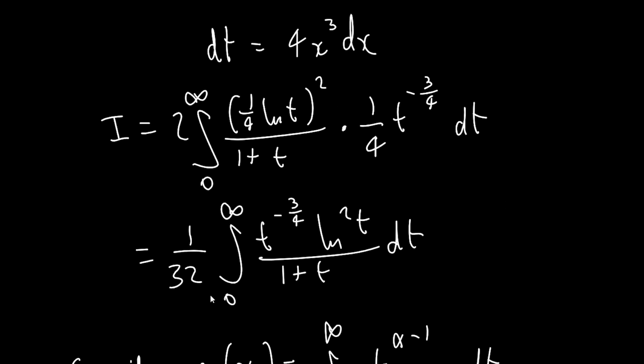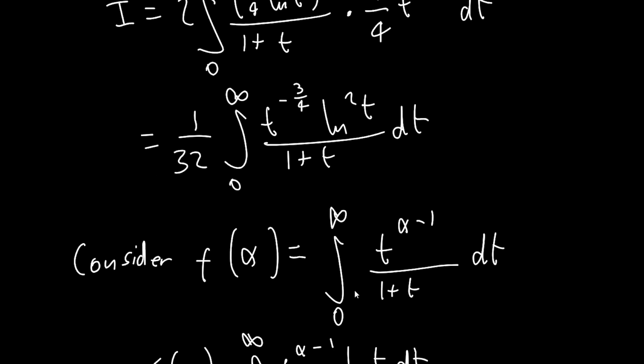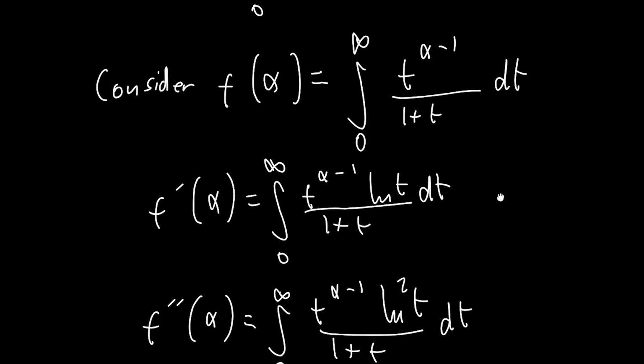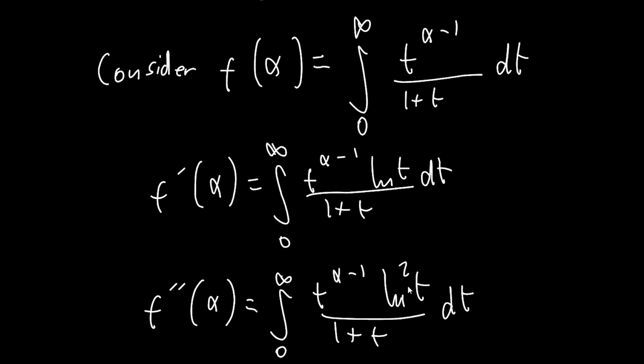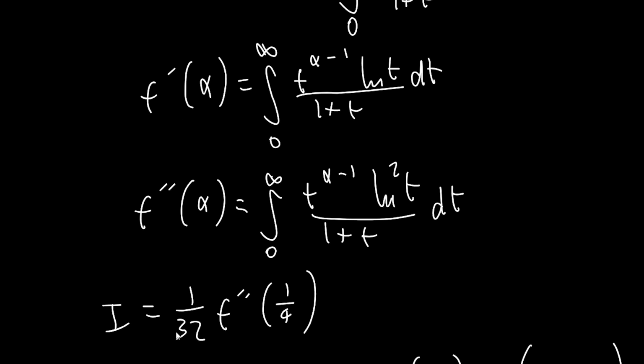So all in all we get 1 over 32 times the integral between 0 and infinity of t to the minus 3 quarters times ln squared t over 1 plus t. Now, let's consider this parameterization right here. F of alpha equals the integral between 0 and infinity of t to the alpha minus 1 over 1 plus t. We take the derivative of it once, we end up with ln t, right? So we take the derivative of it again with respect to alpha, we get ln squared t. And this is exactly what we want. This happens to be our integral.